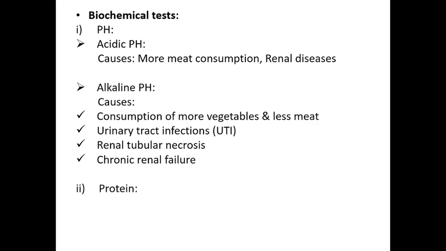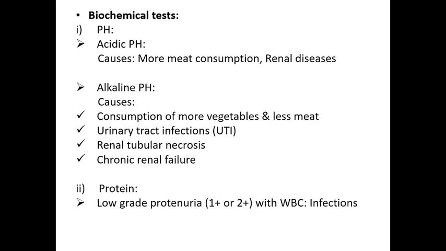Next thing we check for is proteins. So if it is low grade proteinuria, that is proteinuria 1 plus or 2 plus, together with the presence of white blood cells in urine, it is suggestive of infections in the urinary tract.